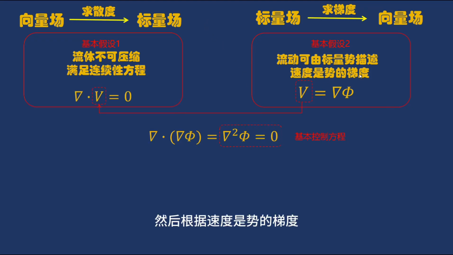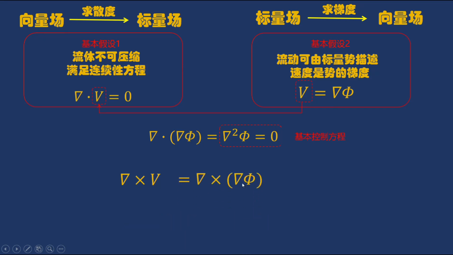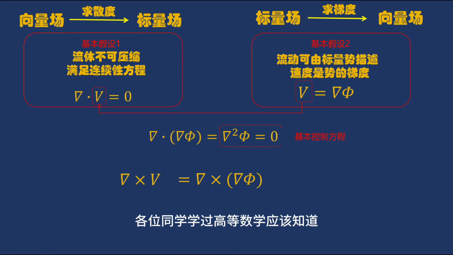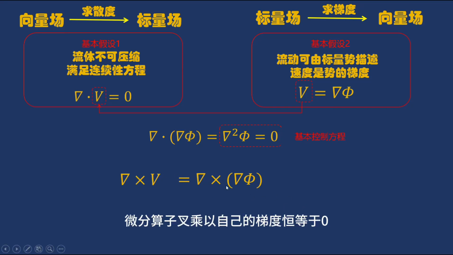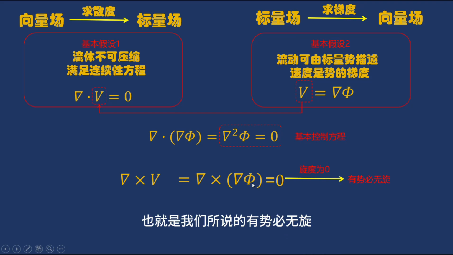Then, based on the fact that velocity is the gradient of the potential, we can calculate the curl of the velocity, which is done by taking the differential operator cross the velocity v. If we substitute the velocity potential's gradient for v here, we get another equation. As those of you who have studied advanced mathematics should know, the differential operator crossed with its own gradient is always zero. This is independent of the form of the potential function, so the curl is zero. In other words, as we say, if there is a potential, there is no vorticity. Therefore, potential flow is also called irrotational flow.